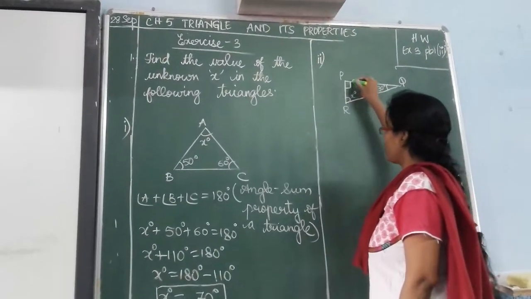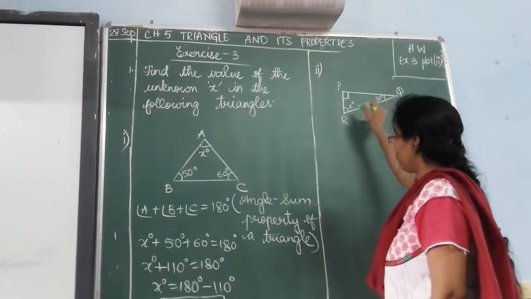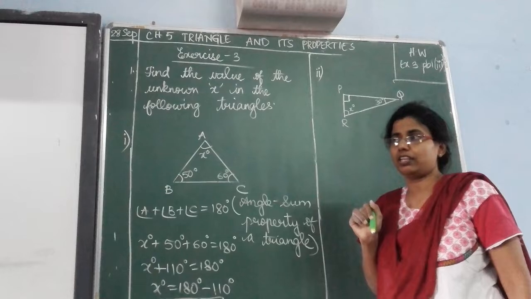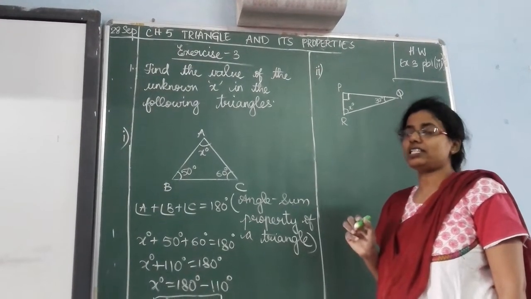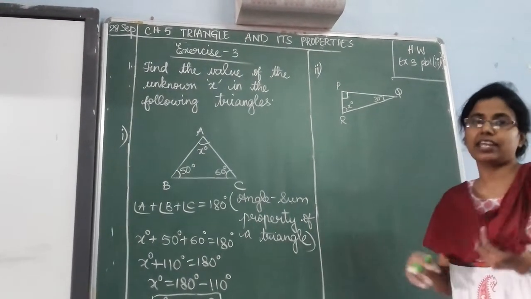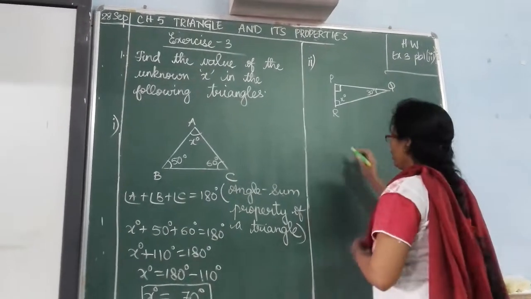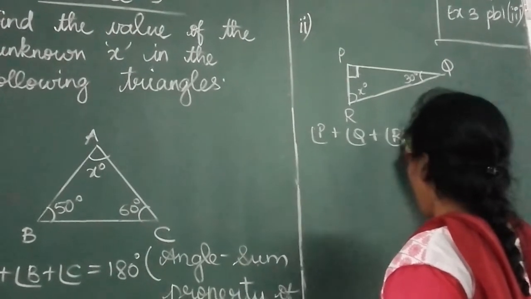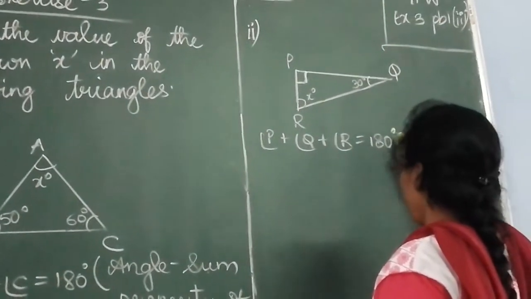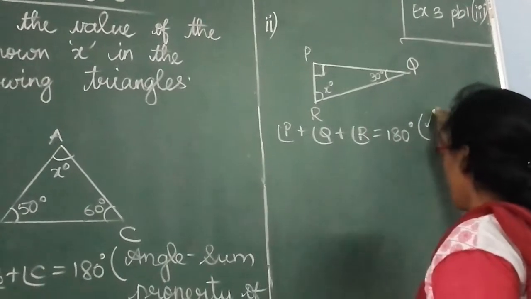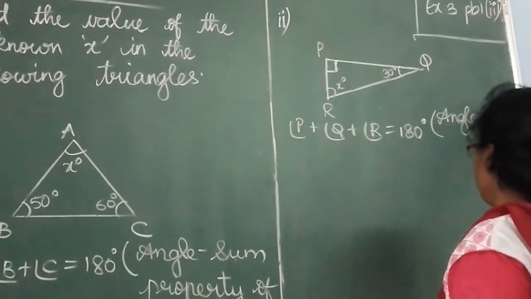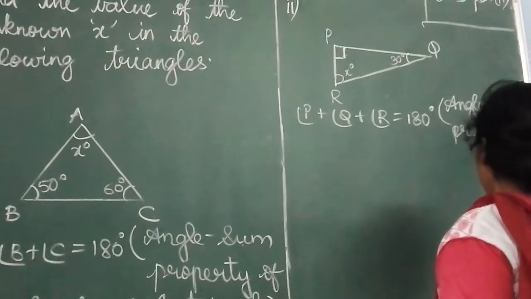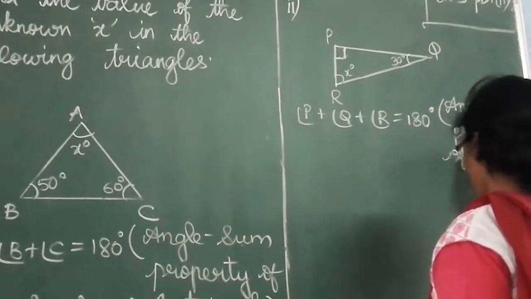Now let us do the second problem. Second one, the question is given like this. What is the angle formed here? When there is a square angle given, it means it is 90 degrees. What is the angle? 90 degrees. So here angle P plus angle Q plus angle R is equal to 180 degrees. Why? Angle sum property of a triangle.